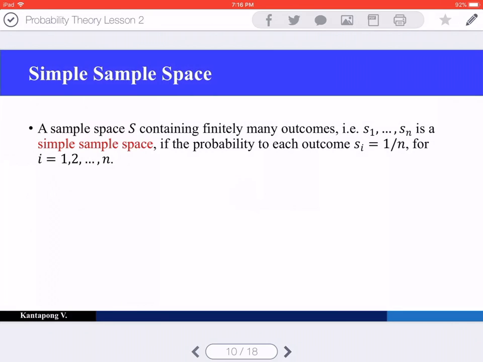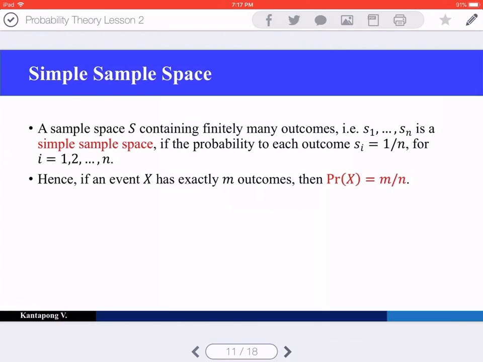Okay, so we have dealt with the finite sample space already. Once we know the axioms of the probability measure from last lesson, this will become very easy because this is just a special case. Okay, and another special case that we deal with quite often is the simple sample space. A simple sample space is when we list the elements of the sample space as S1 to Sn, and the probability of each outcome Si is equal to 1 over n, the same for all of the events.